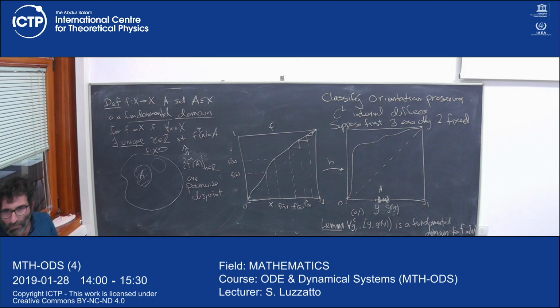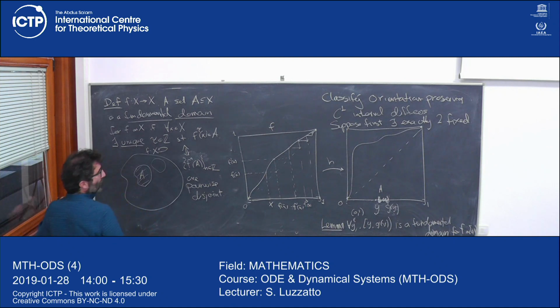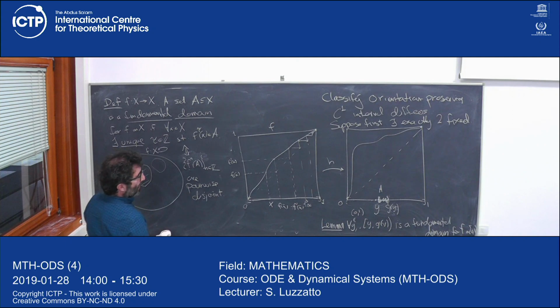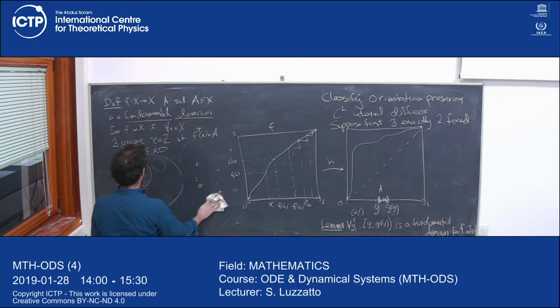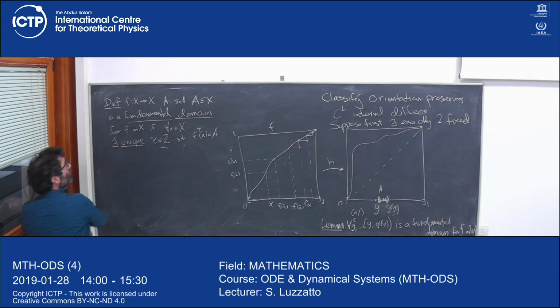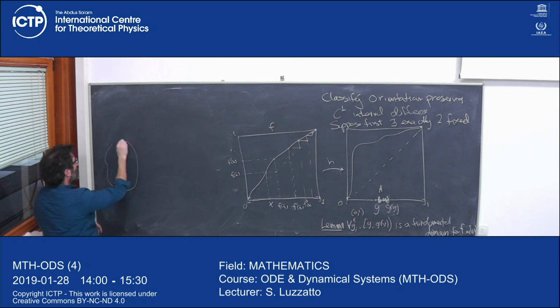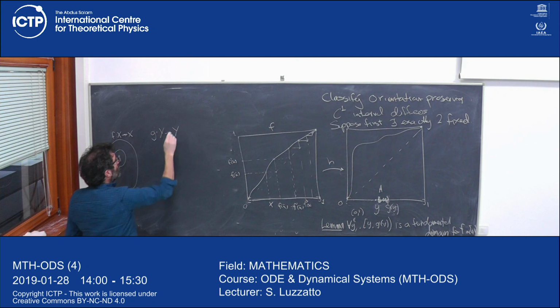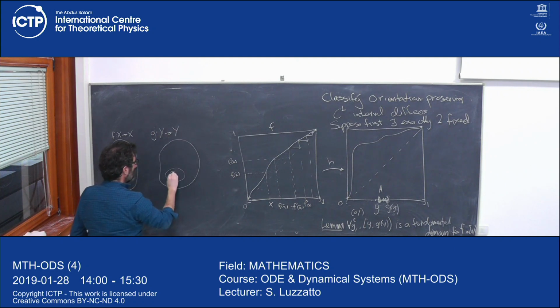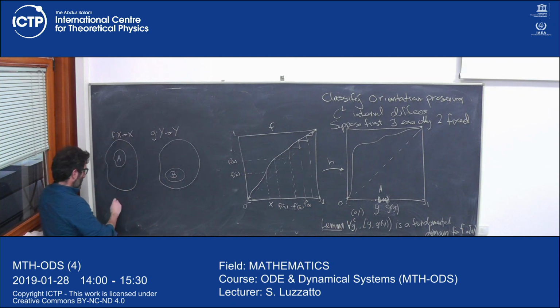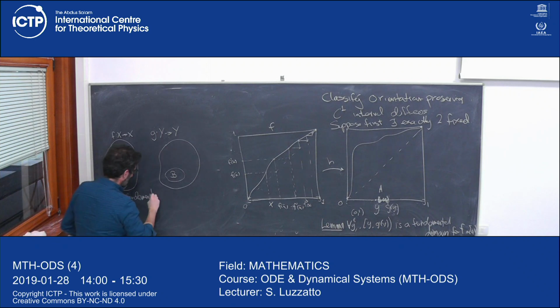So what's the point of having a fundamental domain? What's it good for? Again, I'm going to first draw it in an abstract setting. So suppose we have two fundamental domains. Suppose we have f: X to X, and then you have a fundamental domain A, and then suppose we have g: Y to Y, and then you have some fundamental domain B. Okay, so A and B are fundamental domains.